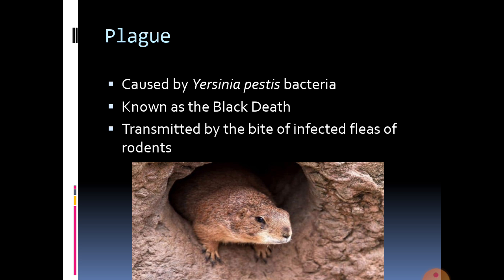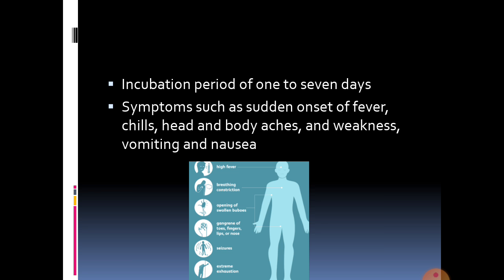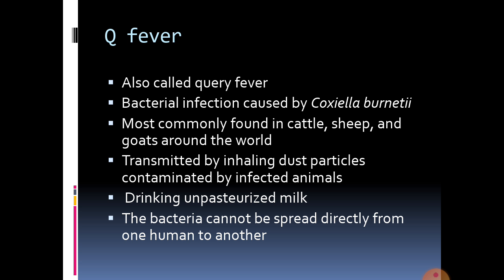Plague is caused by Yersinia pestis bacteria. It was known as the Black Death. Plague is transmitted by the bite of infected fleas of rodents. Incubation period is 1 to 7 days. The symptoms include sudden onset of fever, chills, head and body aches, weakness, vomiting and nausea.